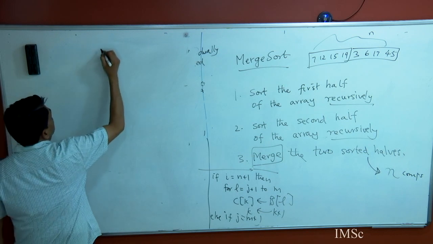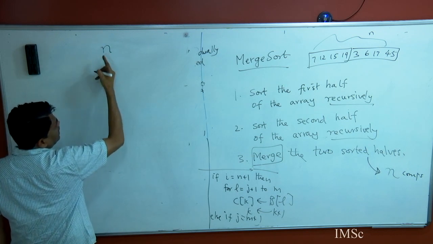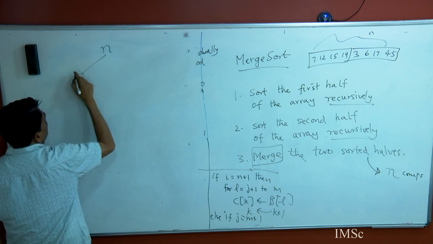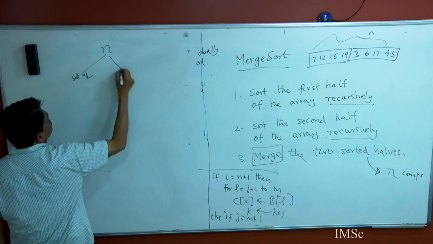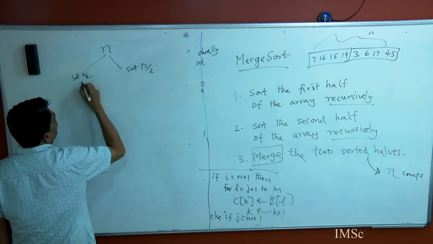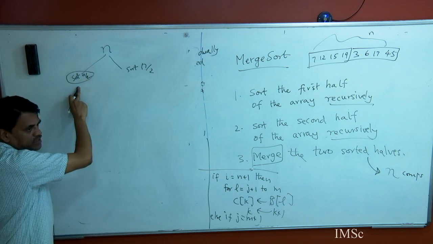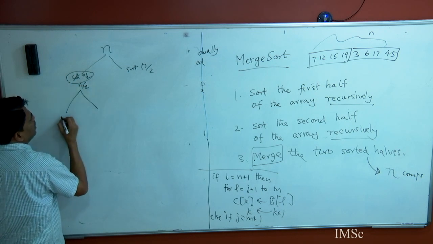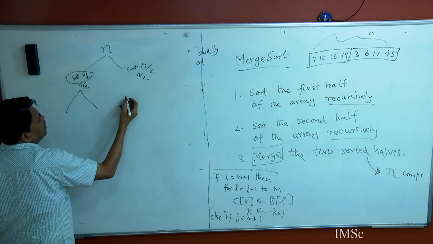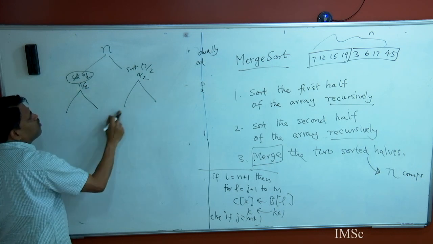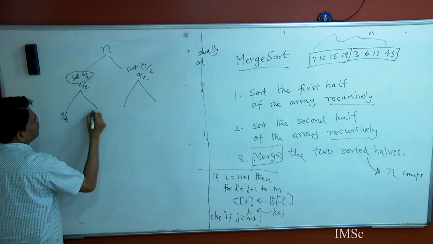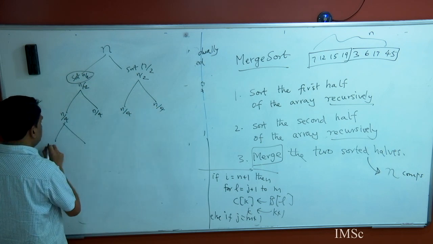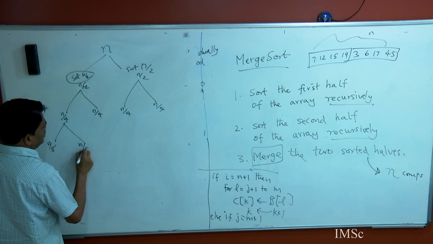So what will happen is the third step takes n comparisons to merge, and then you are sorting n by 2 elements and sorting n by 2. The third step for this will take n by 2 comparisons, and this will also have an n by 2, and then you are sorting n by 4 and n by 4. The third step here will take n by 4 and n by 4, but then it is broken into n by 8, n by 8.